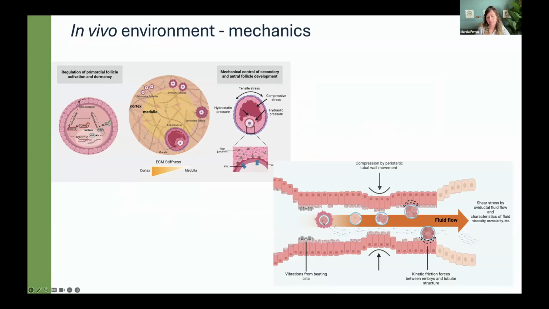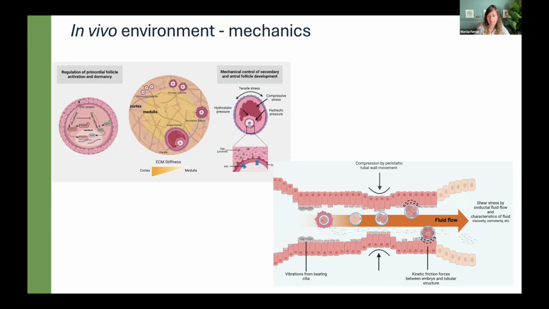And also after it's ovulated, when fertilization happens, there are a lot of forces in the reproductive tract, such as shear stress by the fluid flow, and also the characteristics of the fluid, such as viscosity, can change these mechanical forces, compression by the muscle wall in the oviduct, for example, in the endometrium, friction of these embryos with the cells, vibrations from the beating cilia. So there are a lot of forces in the female tract that we don't mimic when we do in vitro fertilization and embryo production.